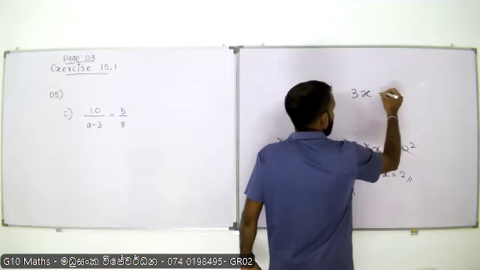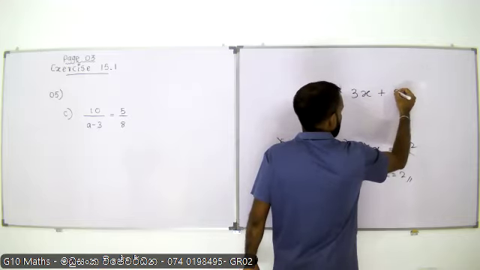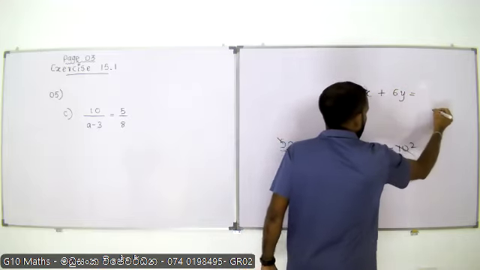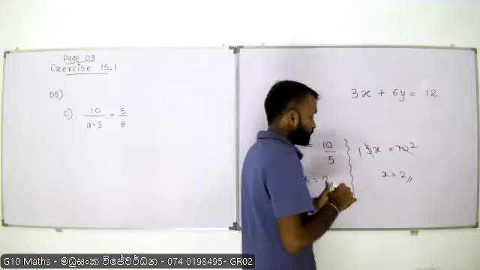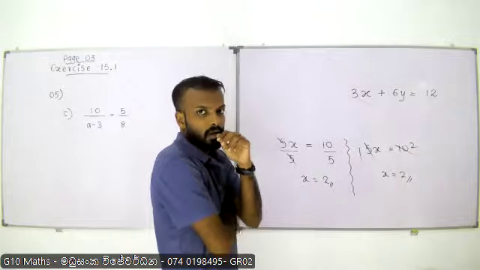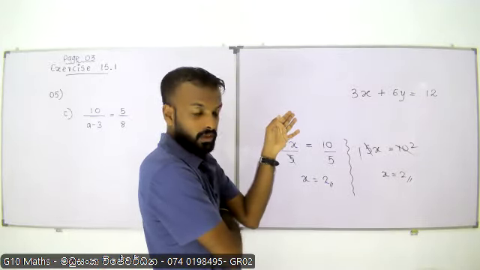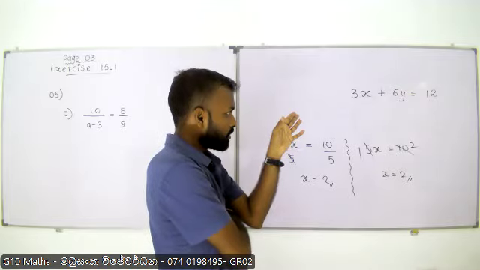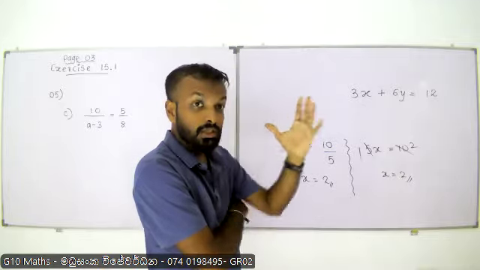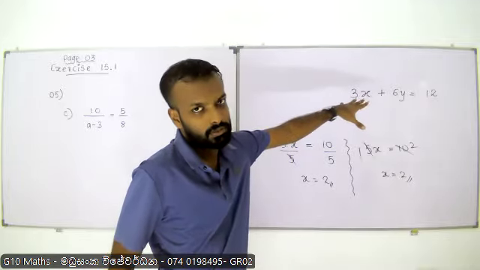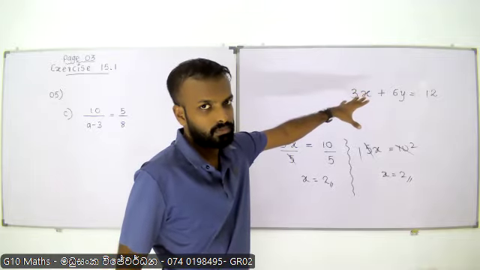3x plus 6y equals 12. Now this is also an equation, right? This is also an equation. You need to calibrate your eyes to see the simplest form of this at once. That is the important thing when you are going to grade 11.